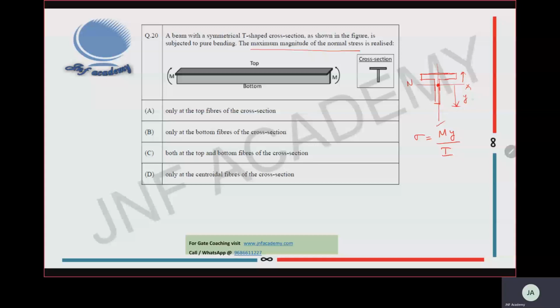So if you see these two, here you'll be having maximum y value. So when you substitute this much y distance, you'll be getting the maximum magnitude of normal stress. Okay. So the bending stress distribution is here compression, here tension. So the distribution will come like this. So from this option, we can select B, only at the bottom fibers of the cross section. Okay. Now let us move to the next question.